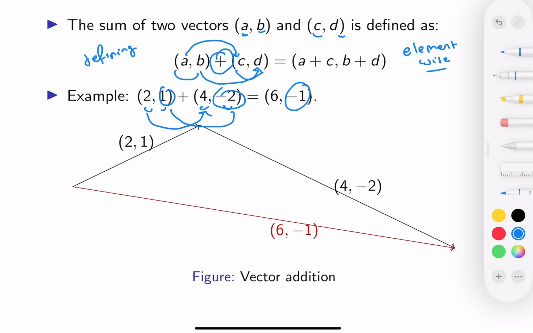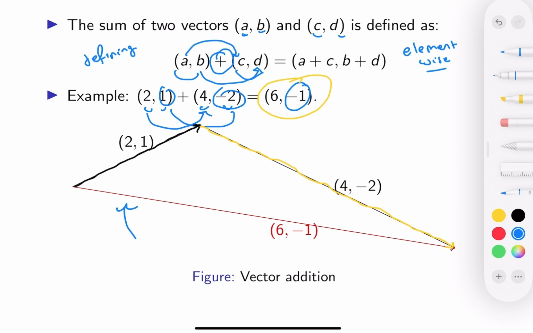So we have the vector. I'm going to try to use colors here. So we have this black vector over here, which is (2, 1), and we're adding that to this yellow vector that is (4, -2). Say we're plotting these, and these are the vectors. What is the vector that you get? Well, you get the vector (6, -1), as we mentioned, and it's this red vector, right?